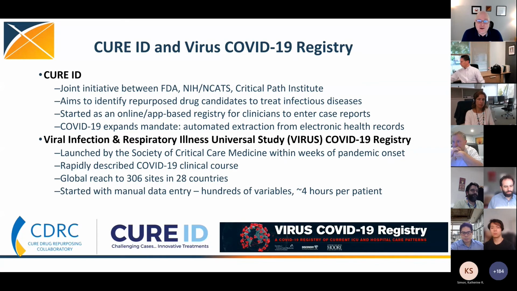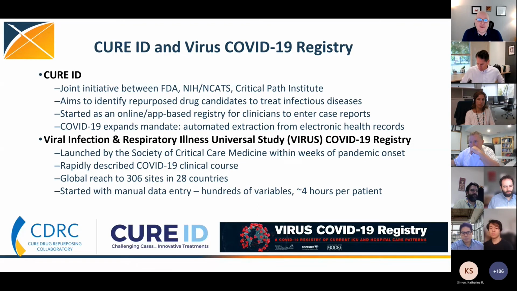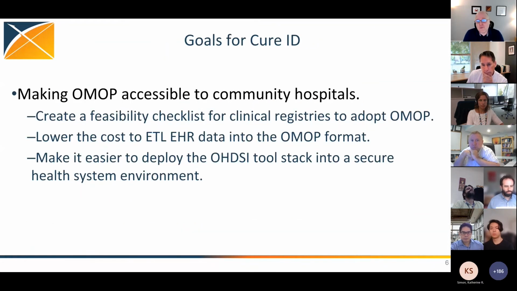This started as a traditional registry where clinicians would enter case reports. And we got a lot of investment from the FDA and Cure ID to say, how can we take advantage of automated extraction of data from EHR records? How can we invest in lowering the cost of that ETL process with the goal of even trying to be able to reach community hospitals? And so this has been a really exciting registry, and I'm really happy to report that registries can contribute back into OHDSI and help the whole field move forward. And in particular, we came up with 3 goals.